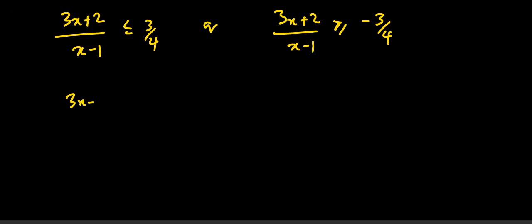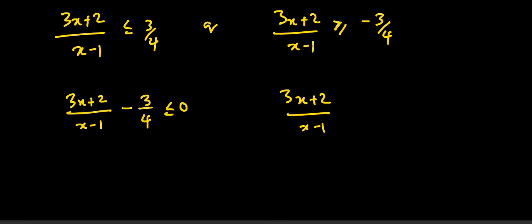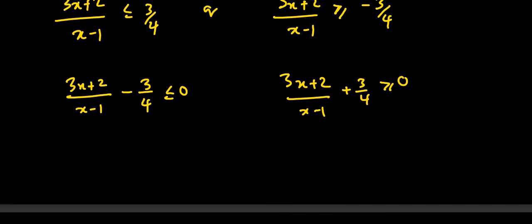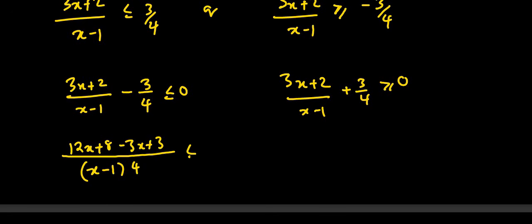So you have (3x + 2)/(x - 1) minus 3/4 less than or equal to 0, and (3x + 2)/(x - 1) plus 3/4 greater than or equal to 0. From here, the common denominator is 4 times (x - 1). This will be 12x plus 8, then minus, the negative is multiplying everything, so minus 3x and plus 3, less than or equal to 0.